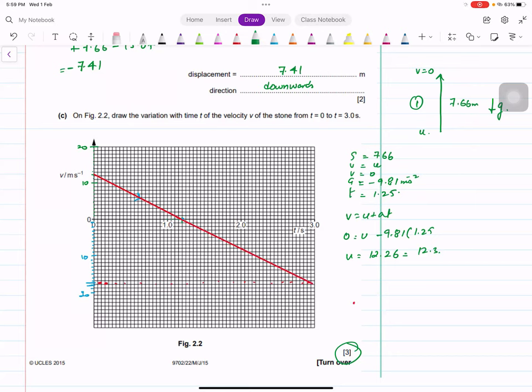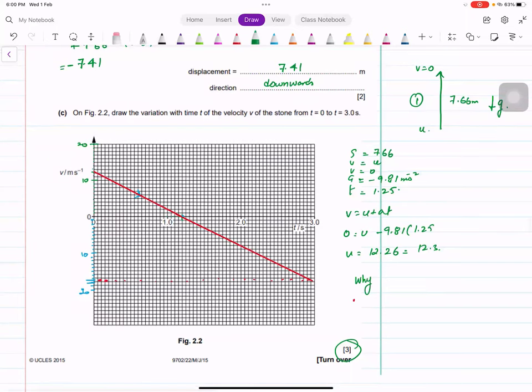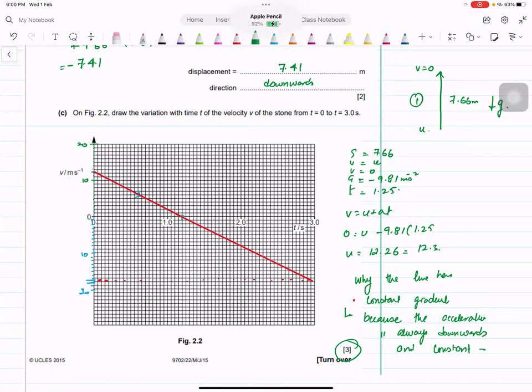Now, the reason why the line has constant gradient, even if they ask you this, you should remember, is because the acceleration is always downwards and constant. It's 9.81, that's why. Do you guys understand this? Yes, sir. Okay, very nice. Then you should write it down.